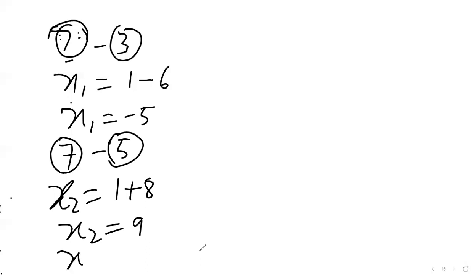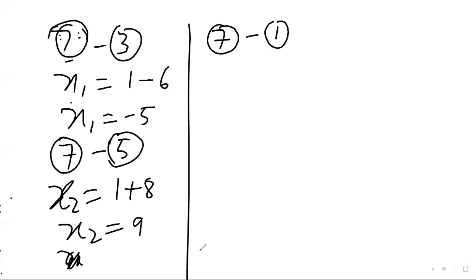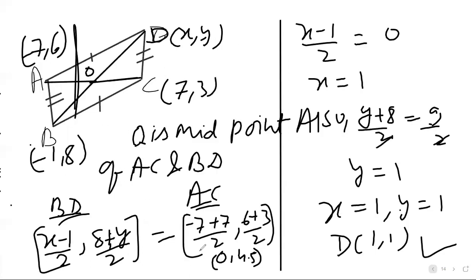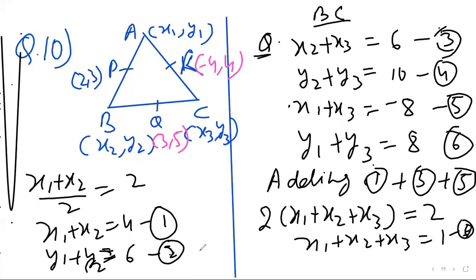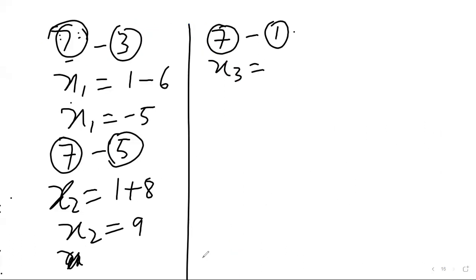For x3, we subtract equation 1, so x3 equals 1 minus 4, that will be minus 3. So minus 3 will be there.